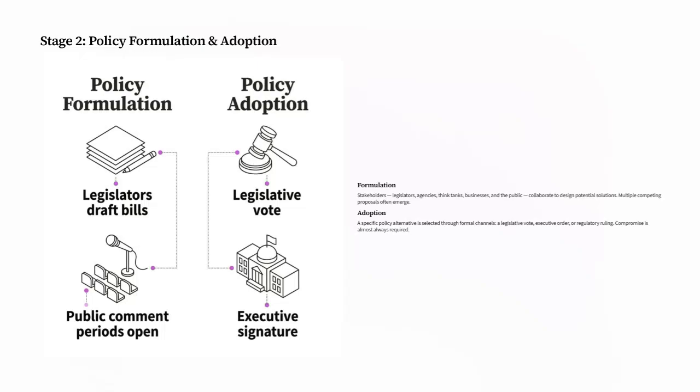Stage 2 focuses on how a policy moves from ideas to an official decision. During formulation, legislators, agencies, think tanks, businesses, and the public work together to define the problem and design possible solutions. Because these groups bring different priorities, several competing proposals often emerge. Adoption is the point where one alternative is chosen through a formal process, such as a legislative vote, an executive order, or a regulatory ruling. That selection rarely reflects one group's preferences entirely. Compromise is almost always necessary.